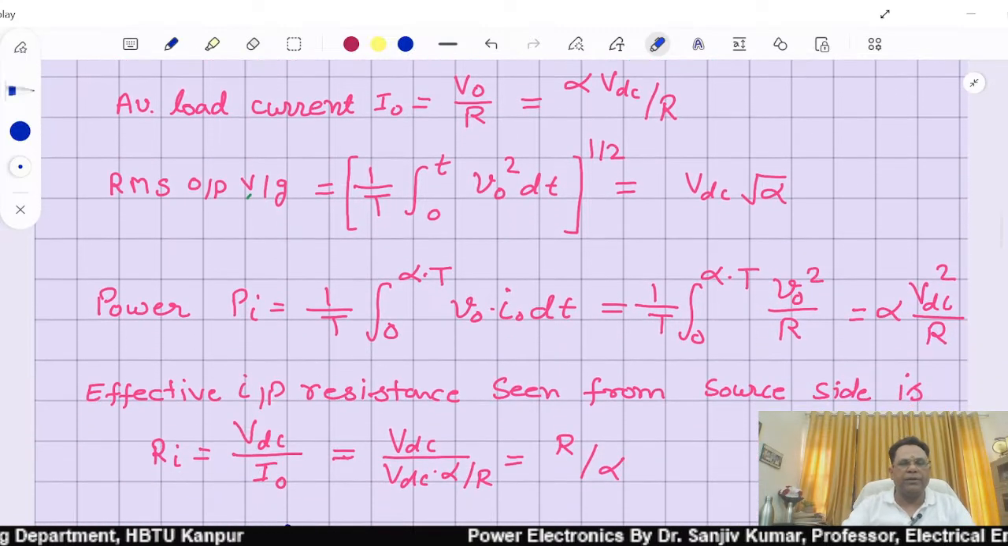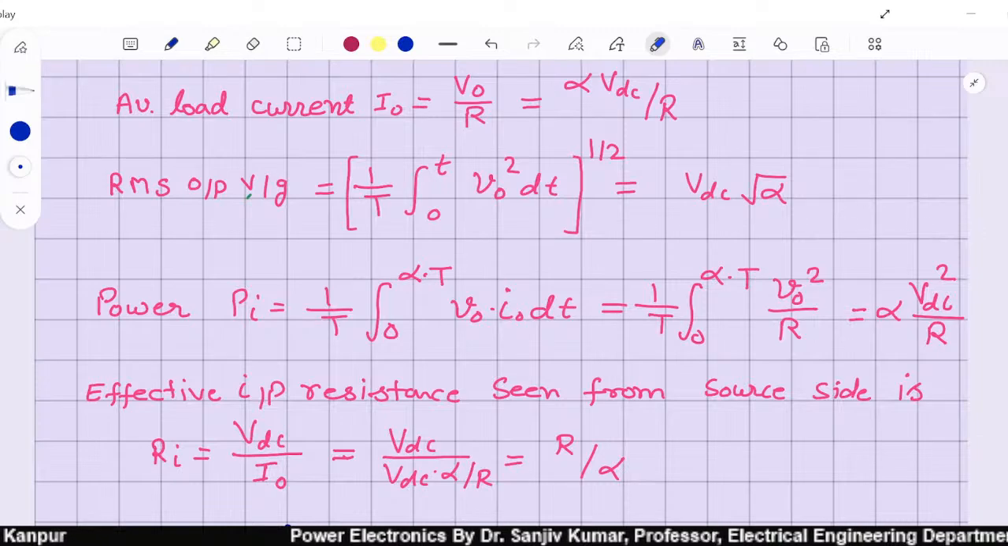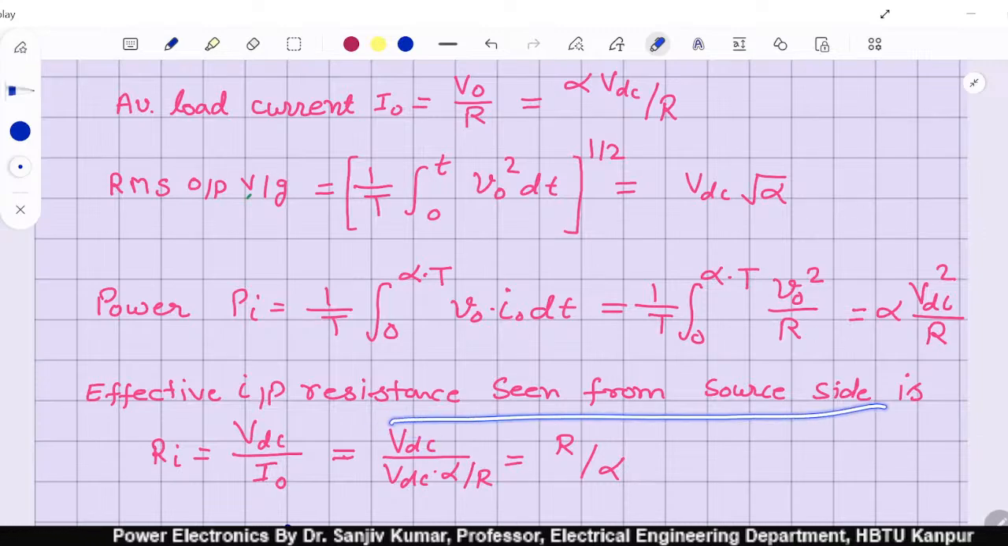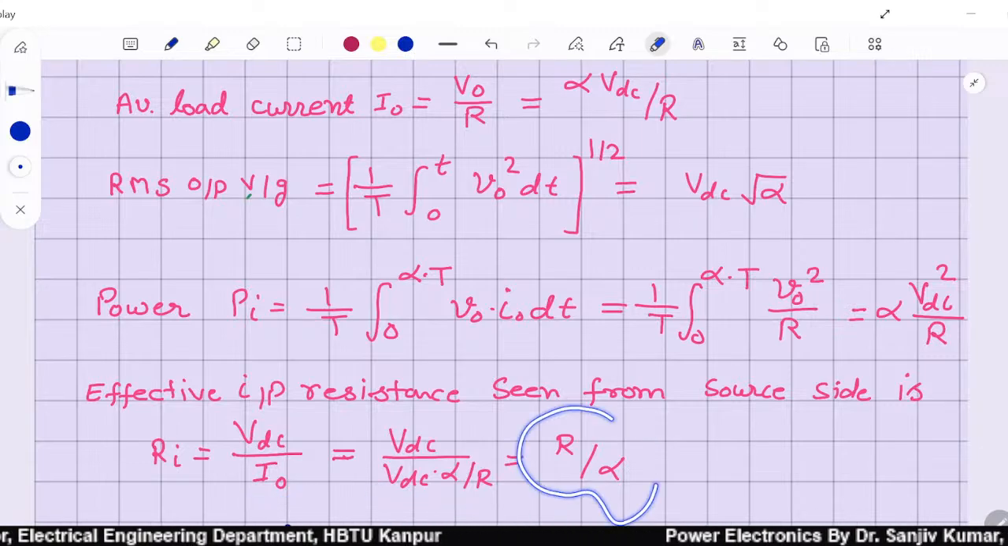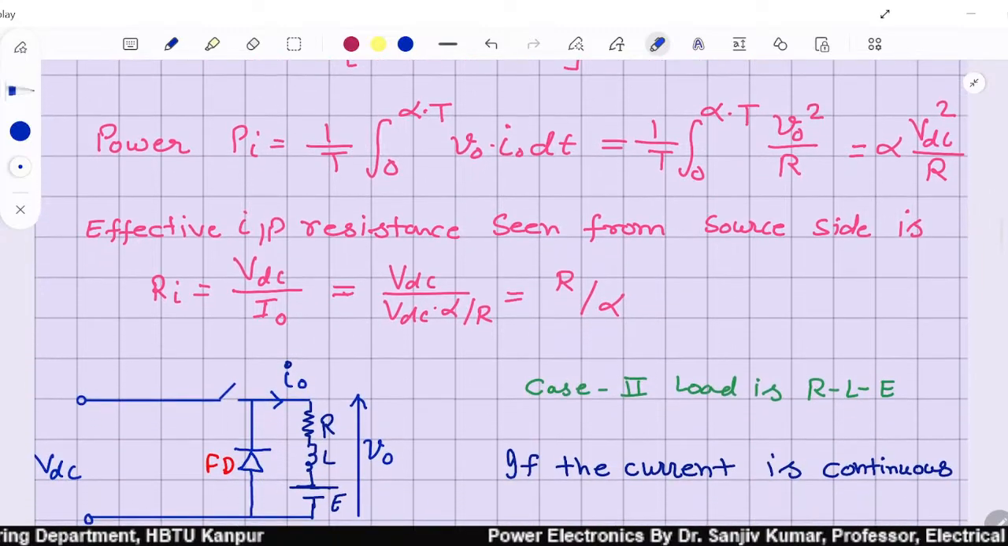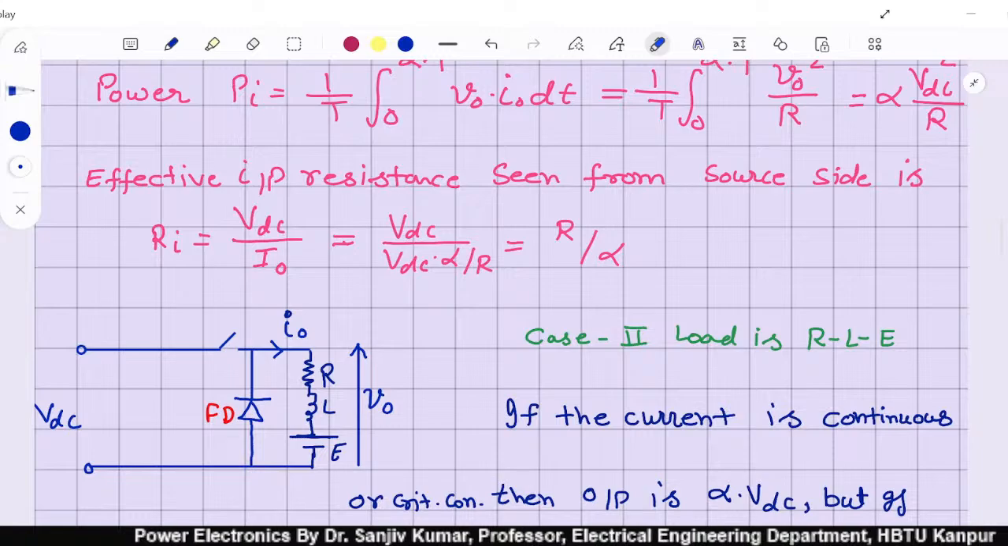Likewise, if we talk about the effective input resistance, it is average DC voltage divided by average current. So it comes out to be R by alpha. Means from fixed resistance we can have the variable resistance. This concept is also used when we talk about the static rotor resistance control in case of induction motor. That is a different thing. We will discuss it someday afterwards.